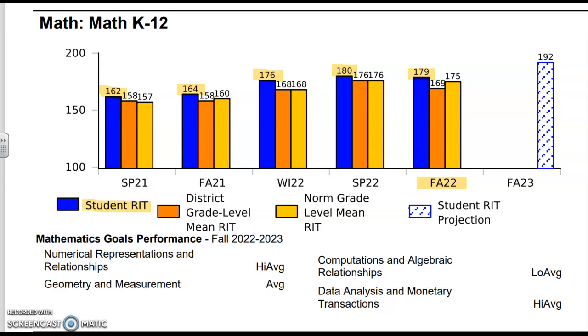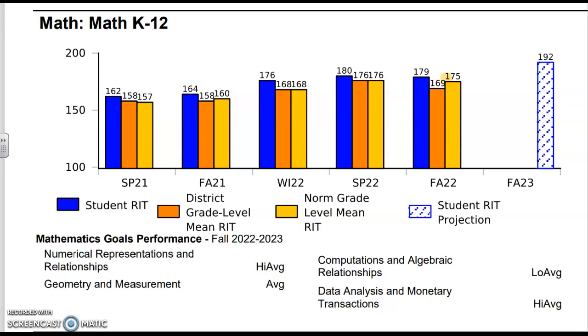That stands for the fall of 22. That's this year, what we took at the beginning of this school year. And so we can see on this student, this is an actual test of a student, their RIT score was a 179. Well, if I look closely at it, I can see how the district did for students in this grade level on this test. Their RIT score average was a 169. So the student was performing a little bit better than the district average for this math test.